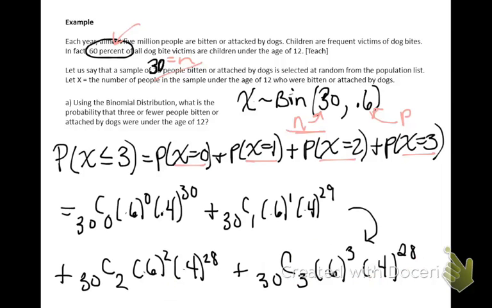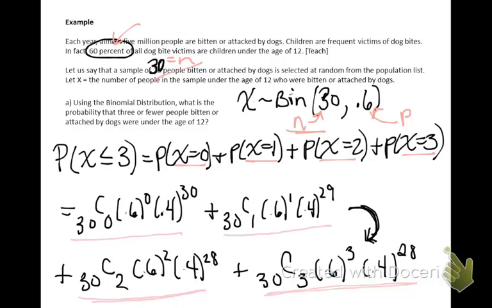So I've gone through and plugged in. I kind of ran out of space to write it all in one line, so I did an arrow down here indicating dropping to the second line. This is the probability that x equals 0. This is the probability that x equals 1. This is the probability that x equals 2. And this is the probability that x equals 3.